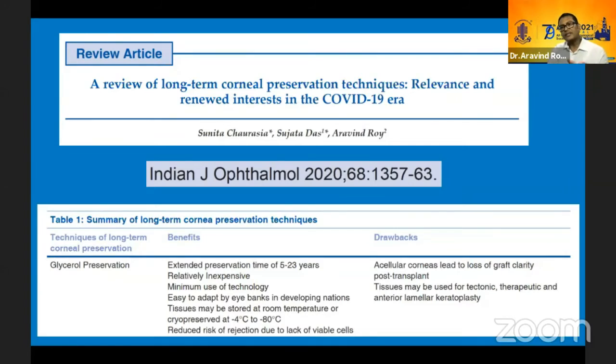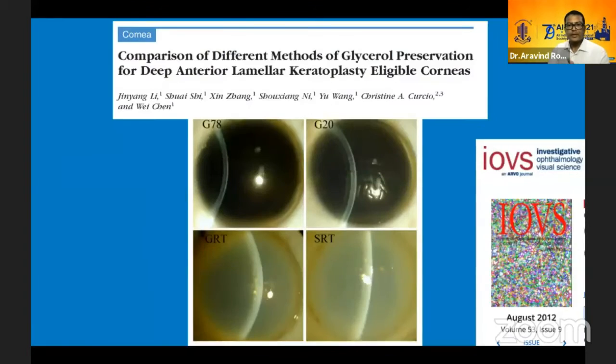The drawbacks of this technique are that the corneas tend to be acellular and therefore they lose their clarity over a period of time. But the corneas that are preserved in glycerol tend to have excellent clarity during the process of preservation and they gradually become opaque. If we see this IOVS paper from 2012, the top two pictures show corneas that have been preserved in glycerol at minus 20 and minus 78 degrees, compared to those in the bottom where they have been preserved with silica gels or without silica gels at room temperature.